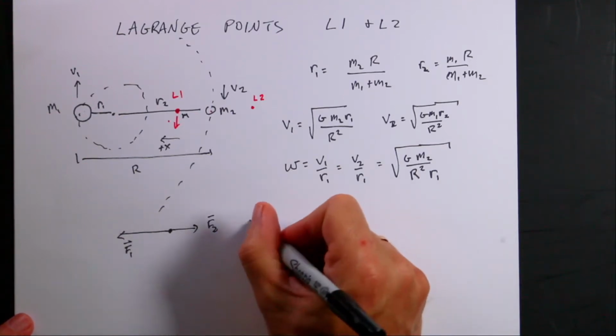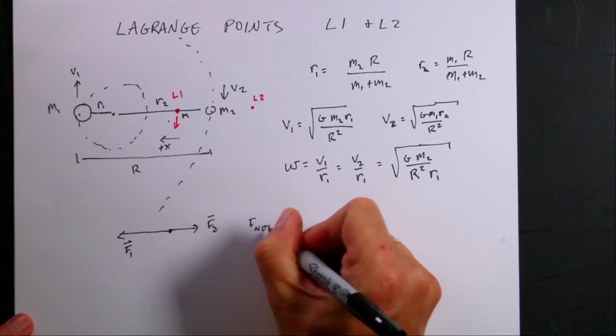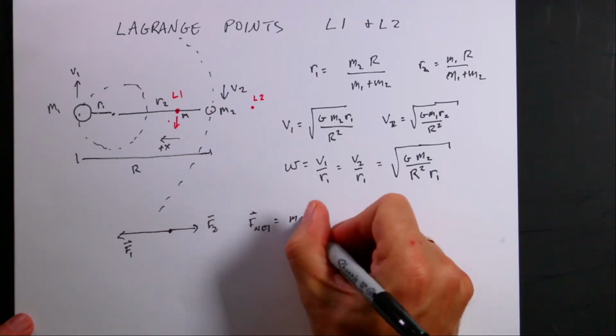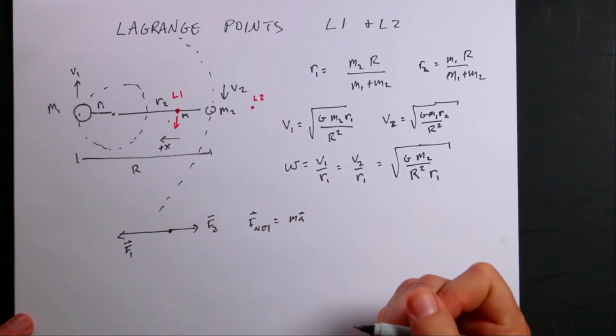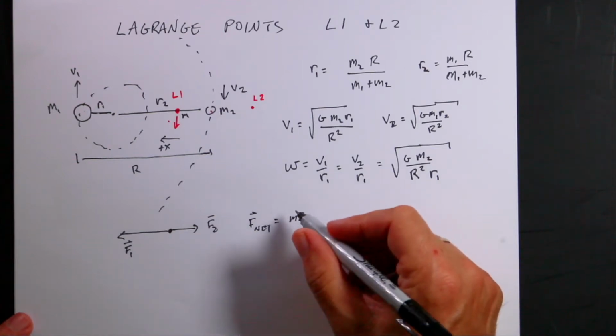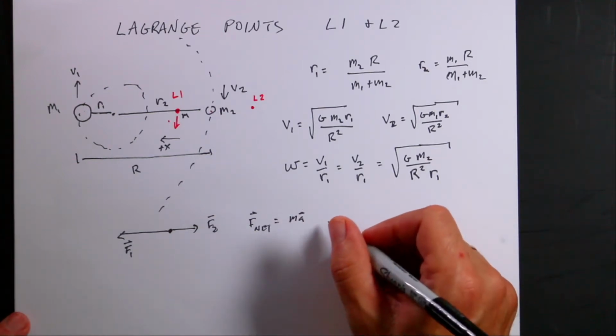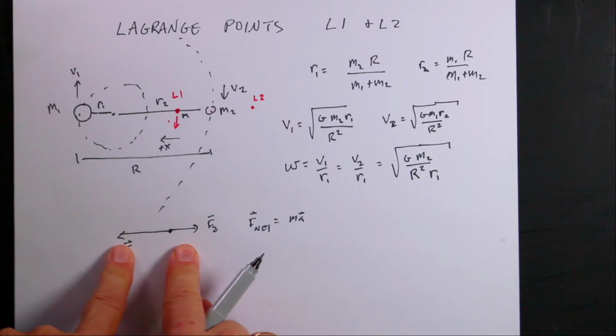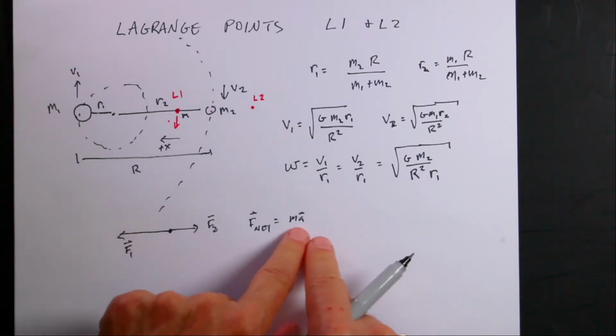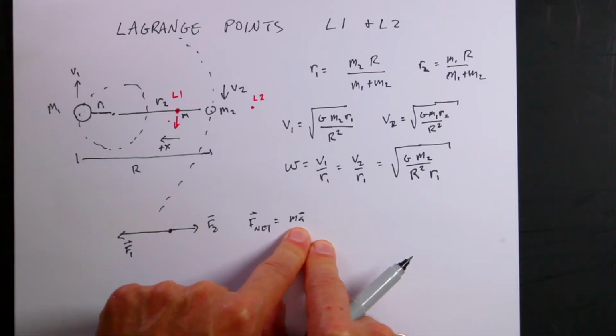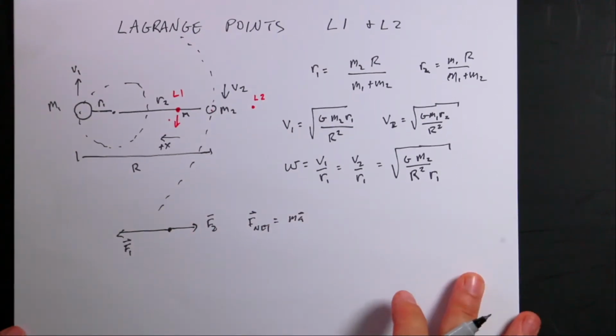And I can say F net equals ma. But if I write that as just a magnitude, then I know that this is the sum of the forces in the x direction, and the acceleration is centripetal acceleration because it's moving in a circle. Okay, so let's just start putting it all together, and then we can solve it.